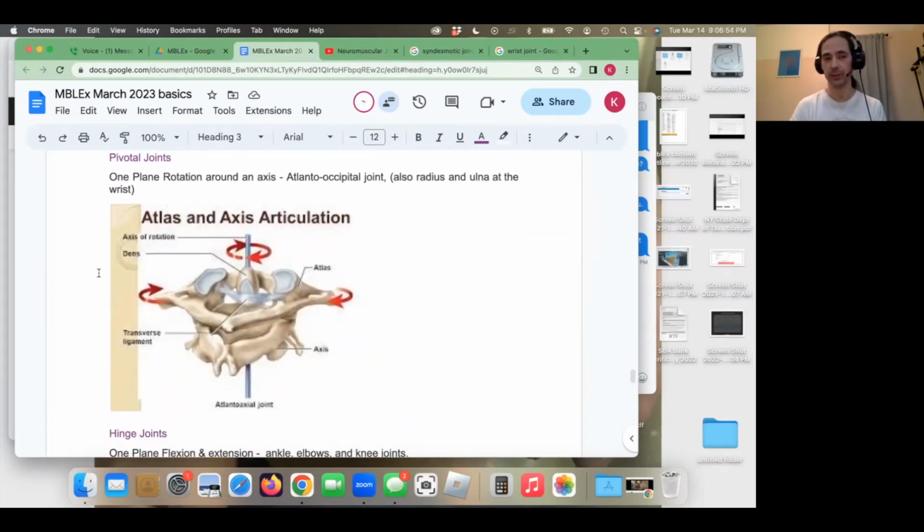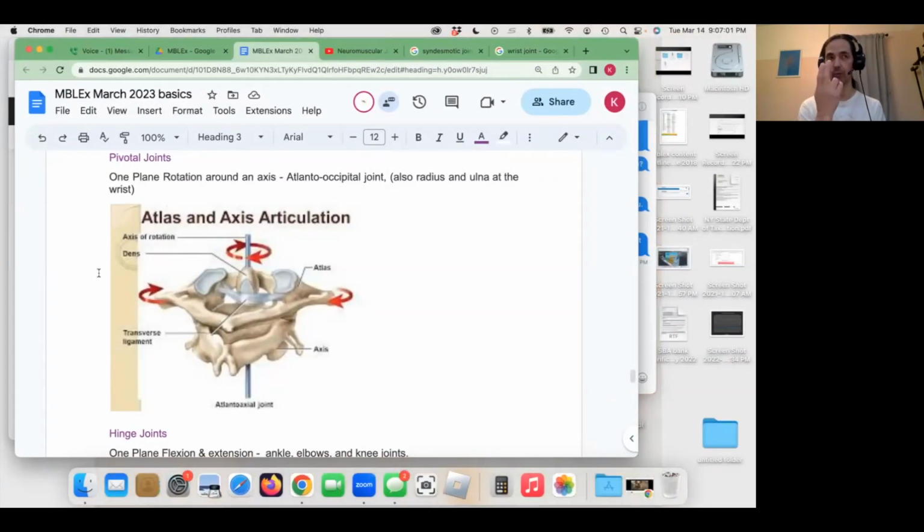Stephanie, name the two pivot joints in the body. The two pivot joints are in the elbow, and they allow rotation around our axis. Which part of the elbow, the ulna or the radius? The ulna. No, the radius. The radius, there you go.